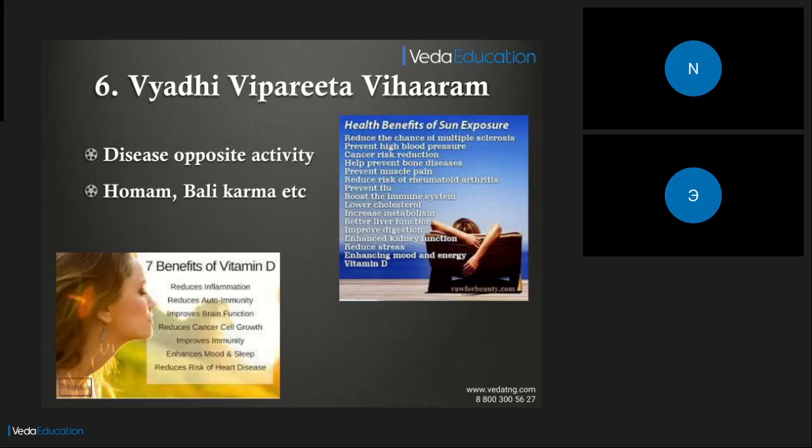For example, many times people have a shortage of vitamin D and we ask them to have proper sun exposure. Because if we expose ourselves to the sun properly, it can increase our immune system, improve our digestion, improve our liver functions, and many, many more. Traditionally in Ayurveda, a lot of spiritual practices are there. In different diseases, we do many, many things.